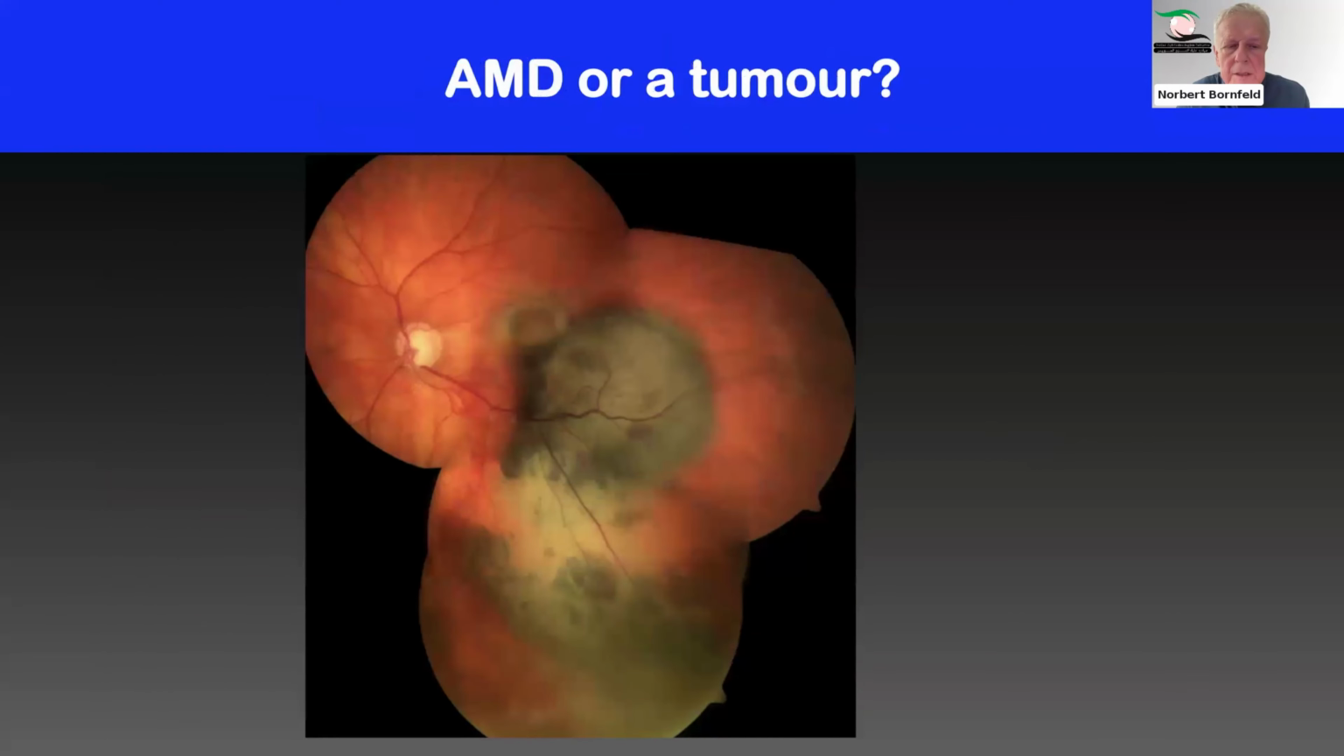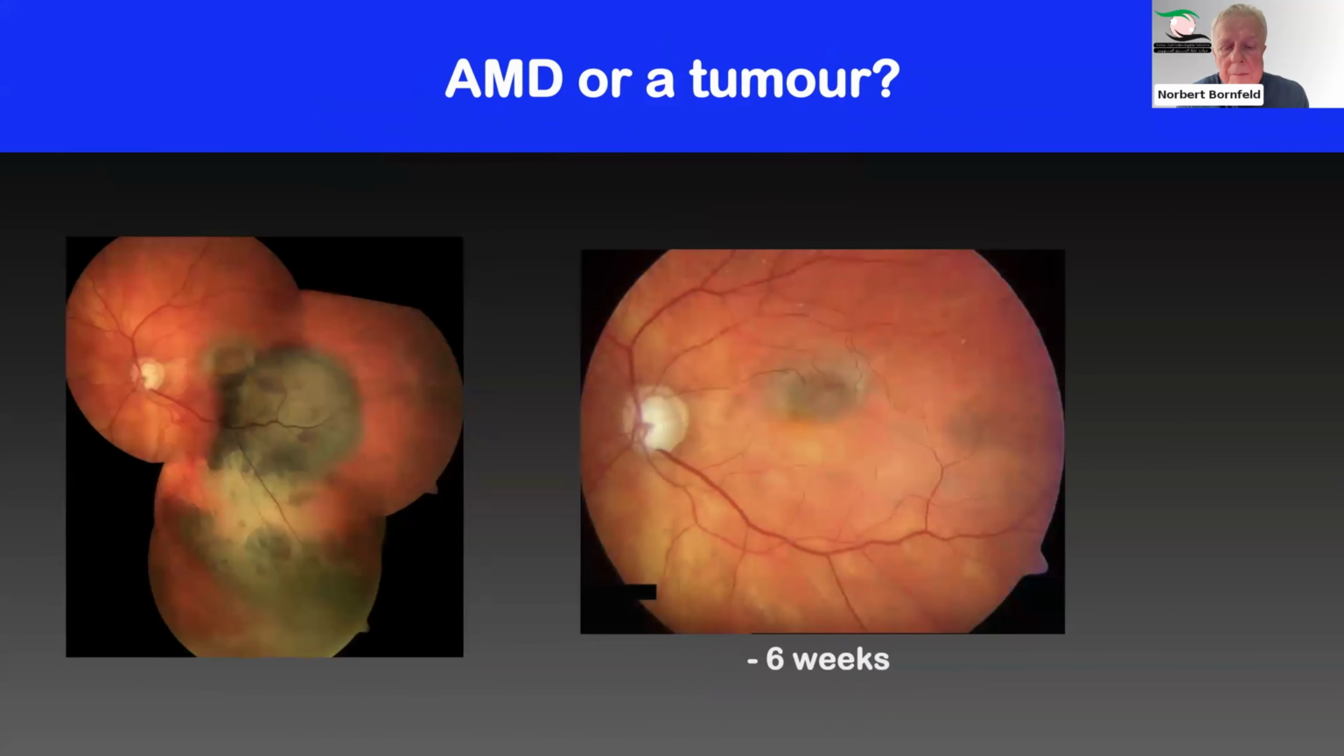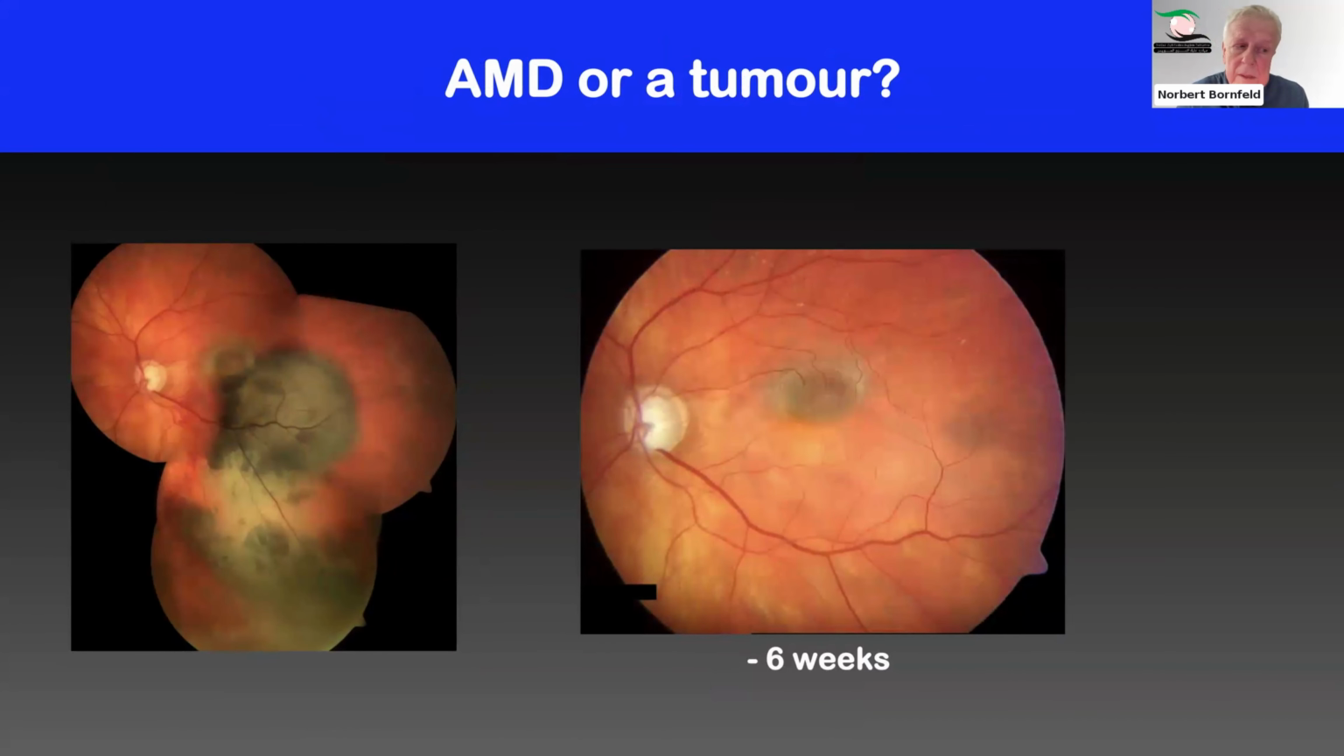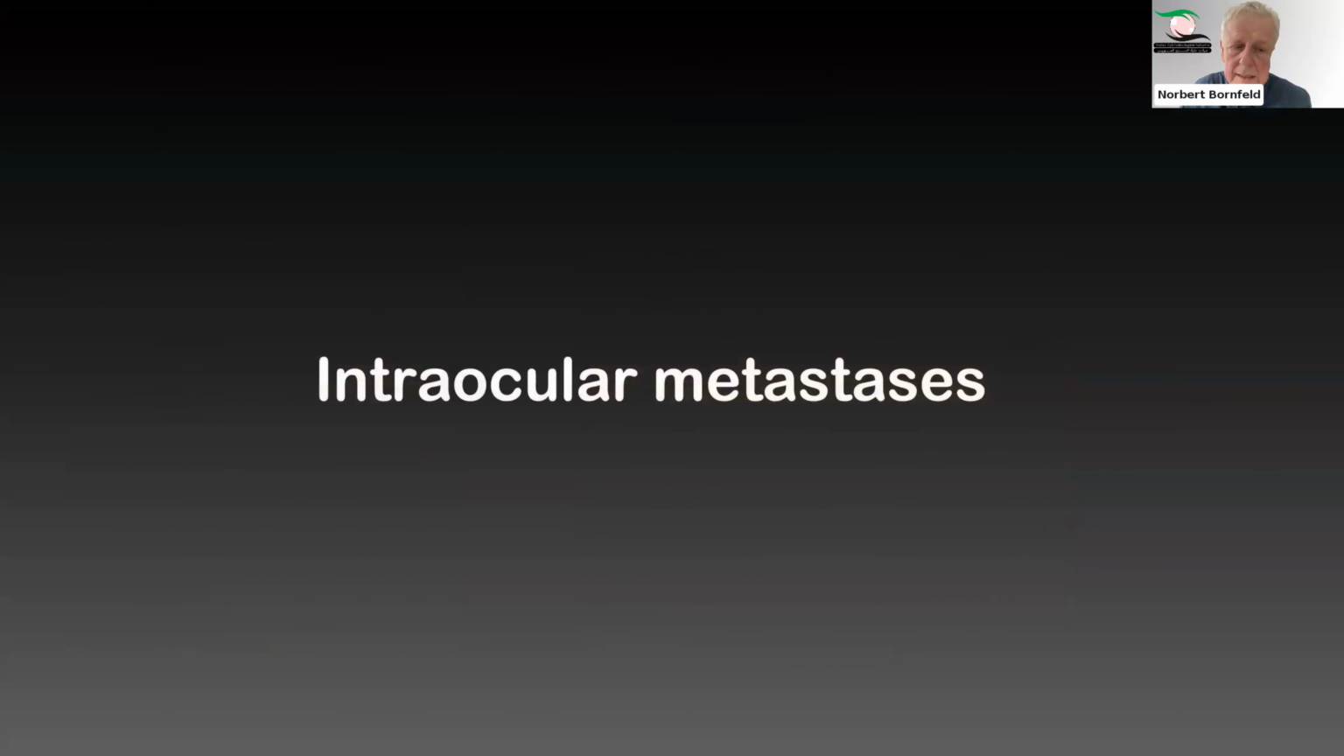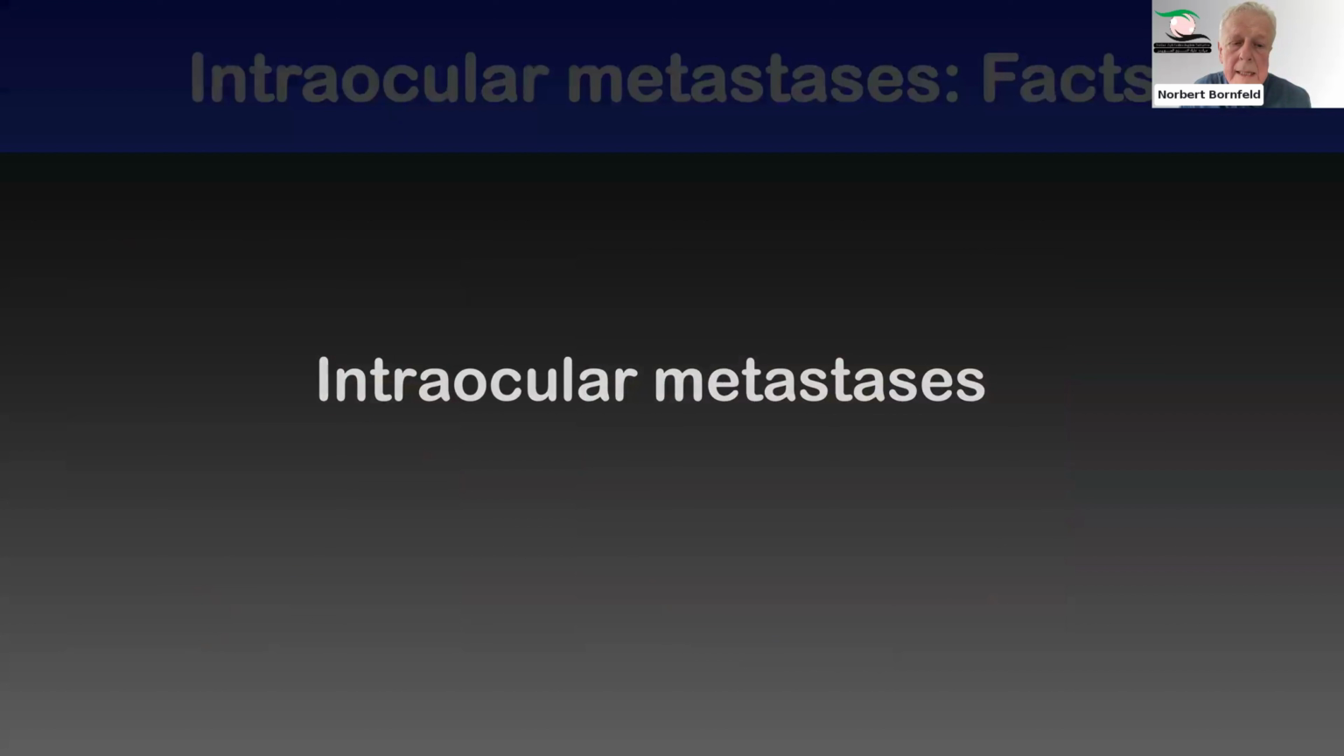You may see some patients where you may be confused: is this age-related macular degeneration or a tumor? That lesion looks pretty much like a malignant melanoma, but you had seen the patient 6 weeks before the left photograph was taken. It's the same patient, of course, it's AMD. But you may be confused. And in some cases, fluorescein angiogram may be helpful to detect the tumor.